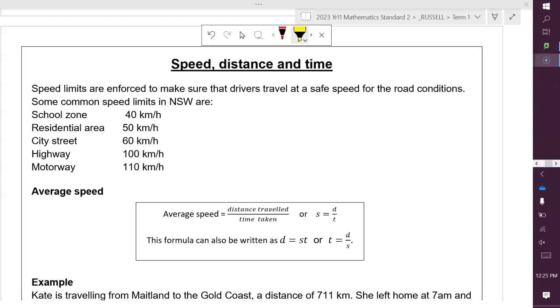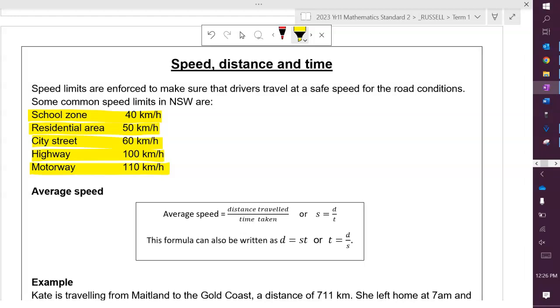In this lesson, we're looking at speed, distance and time. Speed limits are enforced to make sure that we travel safe, depending on what the road conditions are. Common speed limits that we need to know are: school zone is 40 kilometres, residential is 50, a city street is 60, highway 100 and a motorway is 110 kilometres an hour.